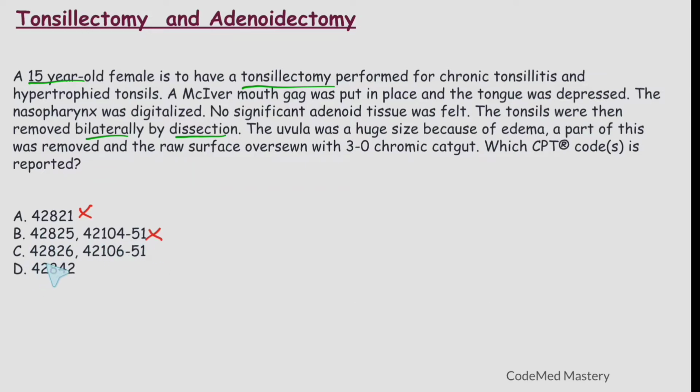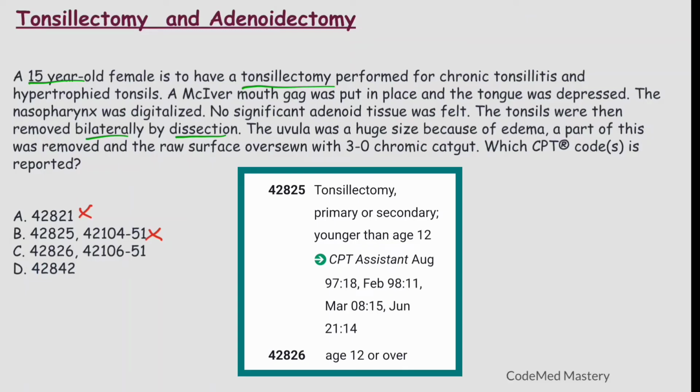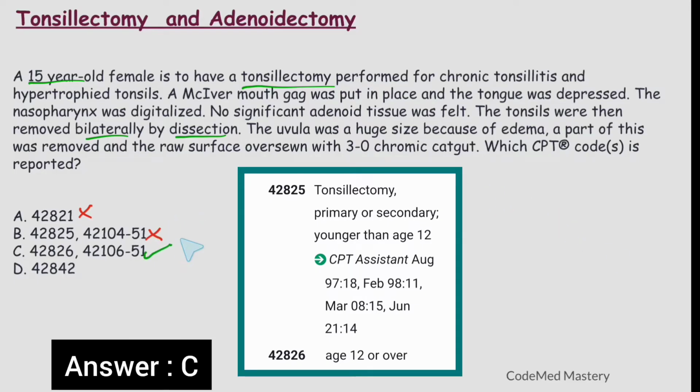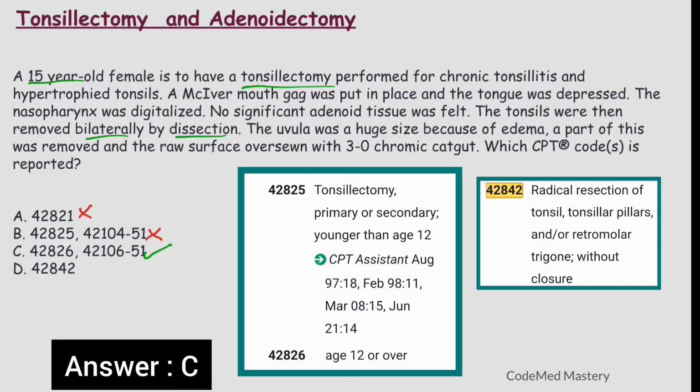Now check option C, 42826, that is for tonsillectomy, primary or secondary, age 12 or over. So in the scenario, there is tonsillectomy and the age of the patient is 15 years old. So that is exactly matching with the code 42826. So the right answer will be option C. We'll eliminate option D, 42842, because that is for radical resection of tonsil. In the scenario, anywhere they have not mentioned radical resection of tonsil, right? So we'll eliminate option D.